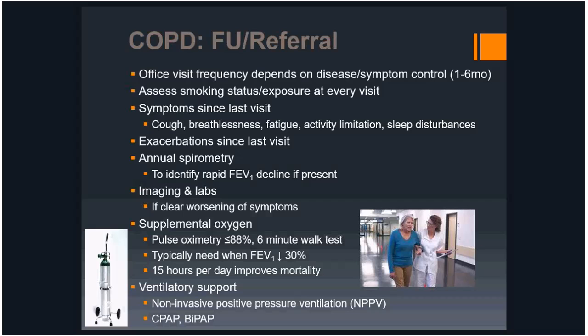And if their FEV1 gets below 30%, you have justification for supplemental oxygen. And it's important that you know, in order for the supplemental oxygen to be effective, patients should be wearing it at least 15 hours per day. That is what has been shown to improve their mortality. If patients get to the point of needing ventilatory support, this is when they may need non-invasive positive pressure ventilation, or CPAP or BiPAP.